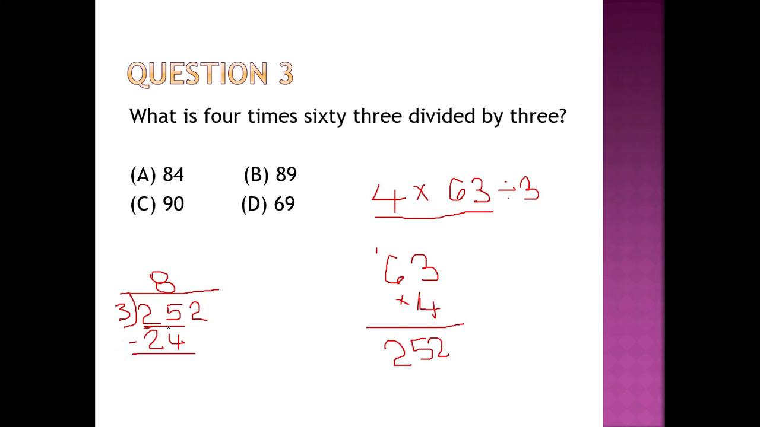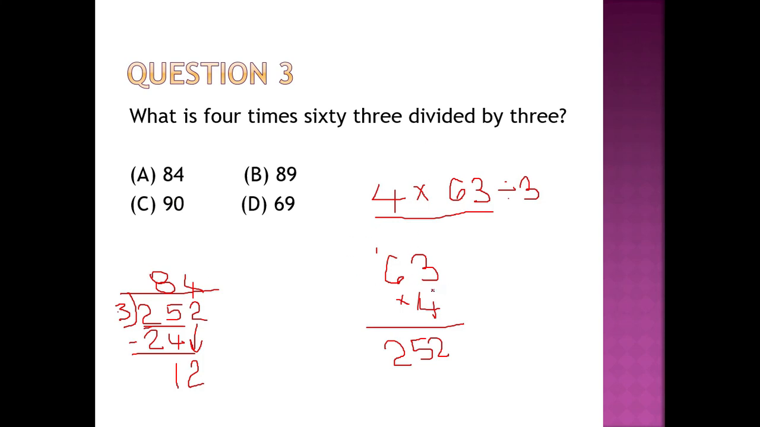Do a subtraction. The difference is 1. Then we carry down the rest of the dividend, and then we do the same thing. So we have 3 into 12 is 4. So here is our answer.